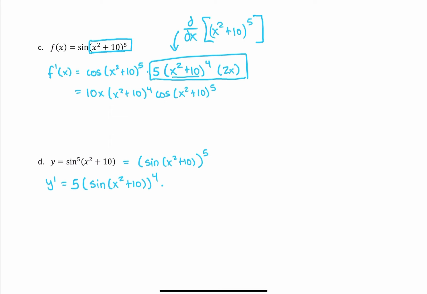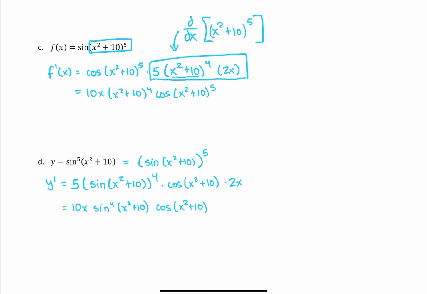And so then the derivative of sine is always going to be cosine. So we have cosine, remember, we never change our angle. So cosine x squared plus 10. And then inside the cosine, we have the x squared plus 10 part. And the derivative of x squared plus 10 is 2x. So if we simplify this, we get 10x sine to the 4th x squared plus 10 times the cosine of x squared plus 10.